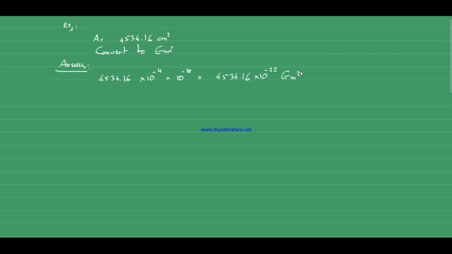Okay. Now if I go ahead and convert this to scientific notation form, I'm gonna move three more decimal places to the left hand side. So it means that we're gonna have 4.53416, so we divide by 1,000, times 10 to the, so 3 decimals will be times 10 to the negative 19 gigameter square. So this is in scientific notation form.